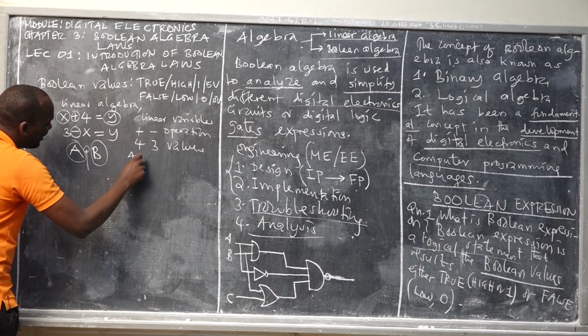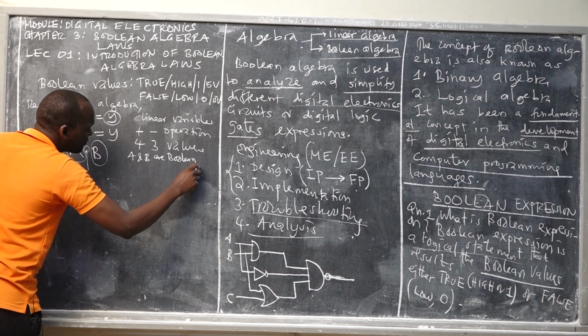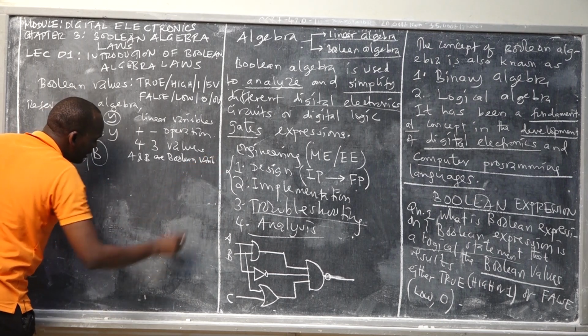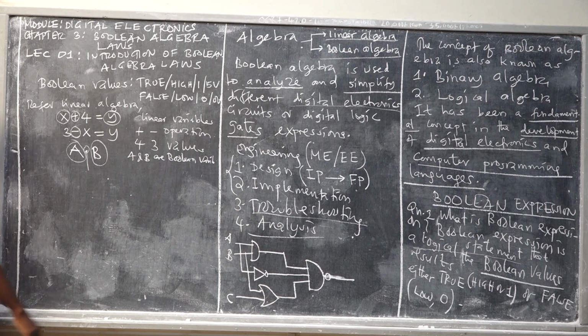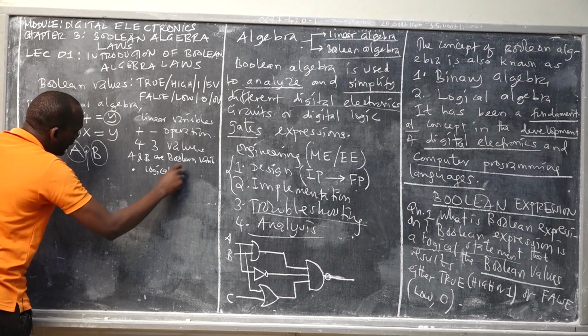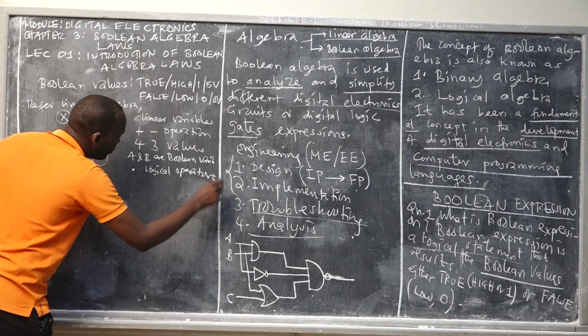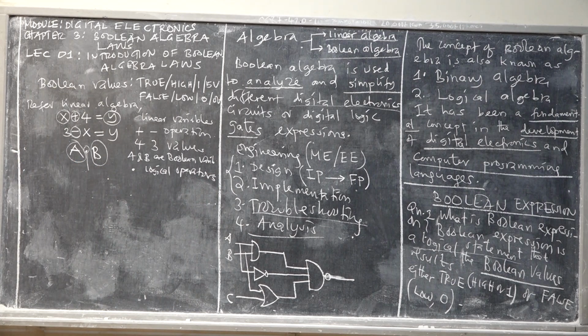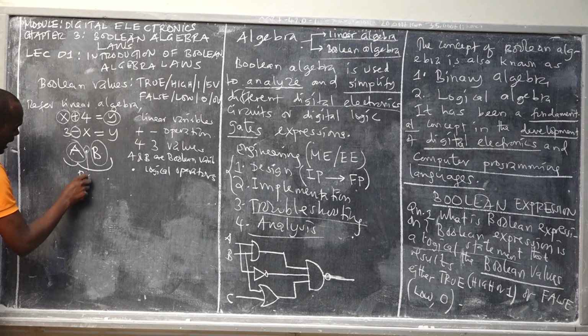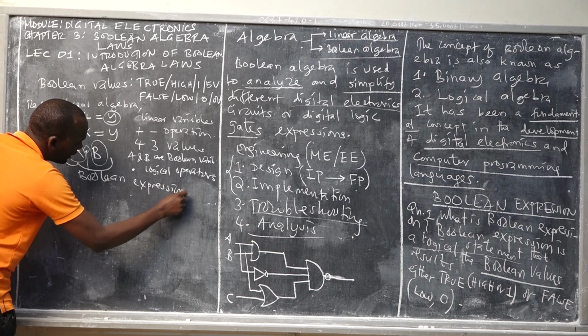So A and B are Boolean variables. This dot, the dot, is what we call the logical operator. I will teach you soon. I'm trying to introduce to you, to give you a sign of what we are going to discuss. Then A dot B together is what we call the Boolean expression. Is it clear or not clear?